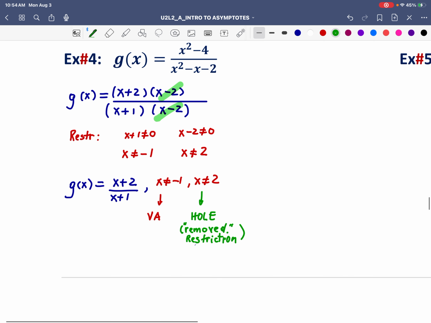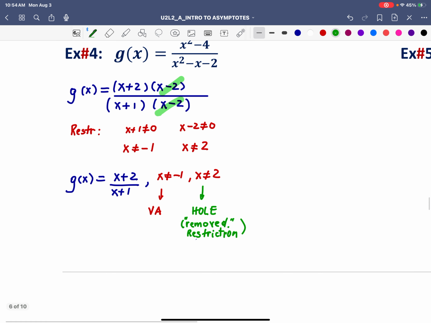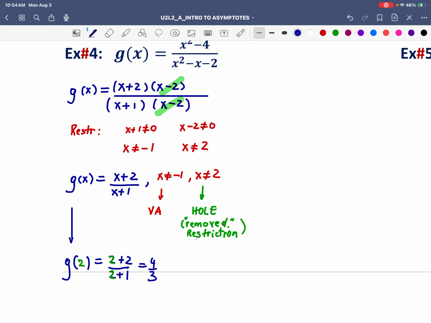Now, what are the coordinates of the hole? Then we're going to have to find the coordinates of the hole by using the simplified function. So g of 2 would be equal to 2 plus 2 over 2 plus 1, and that will give 4 divided by 3. So therefore, the coordinates of the hole would be x equals 2 and y equals 4 over 3.